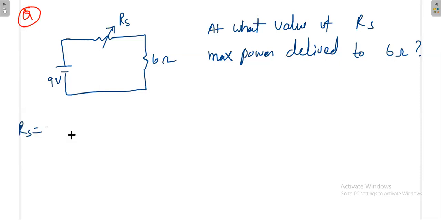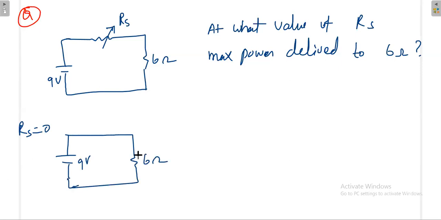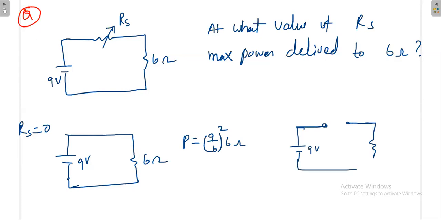If RS is 0, I'll get the circuit like this: 9 volt, and this is 6 ohm. Then what is the power delivered? Now the power is (9/6) squared times 6 ohm. Or my RS could be infinite also. If my RS is infinite, now the circuit becomes like this. Now what will happen? You may not get any current because this is open, but you may get some voltage. Finally your power is 0. If it is open, really the power is 0.